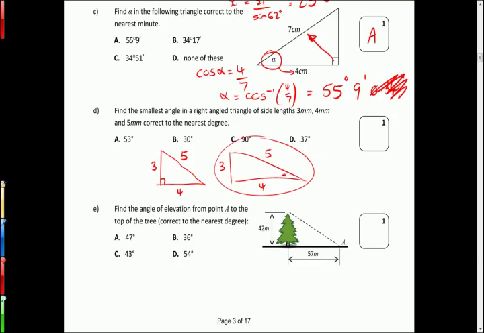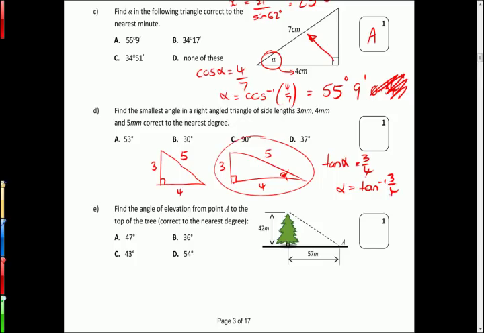So let's call this alpha. Well, we've already got the side lengths, so it doesn't matter whether I go sine, cos, or tan. I've got everything I want. Let's go tan just because you haven't played with it yet. Tan of alpha equals, SOHCAHTOA, opposite over adjacent, which is 3 over 4. So now alpha must equal, to get rid of the tan, tan inverse of 3 quarters. What is tan inverse of 3 quarters?